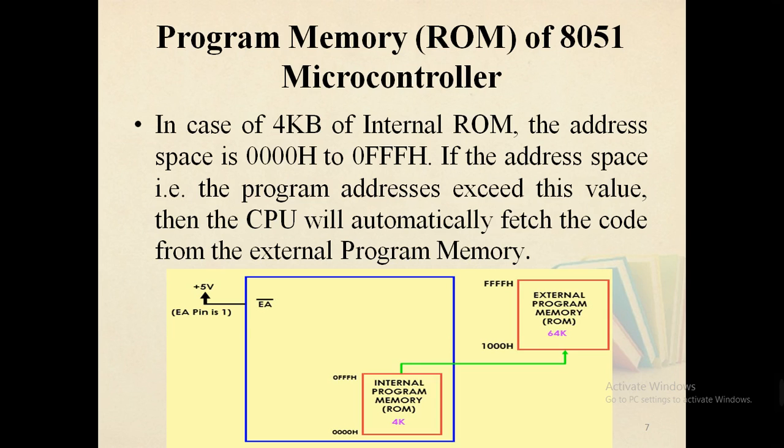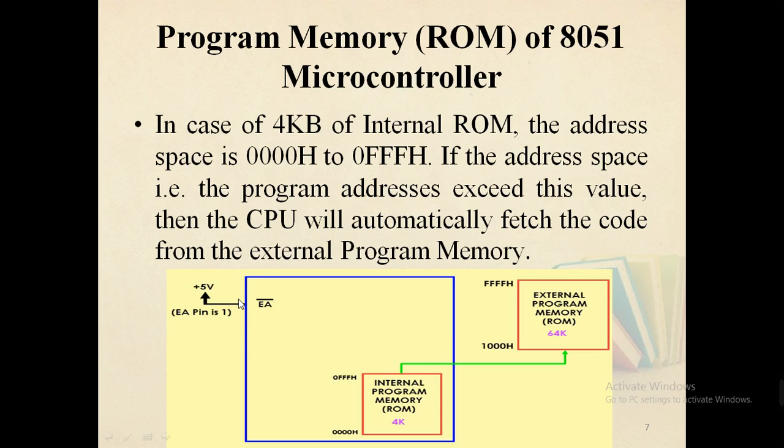In the case of 4 kilobytes of internal ROM, the address space is from 0000H to 0FFFH. If the program address exceeds this value, then the CPU will automatically fetch the code from external program memory. For this, the external access pin, that is EA, must be pulled high.